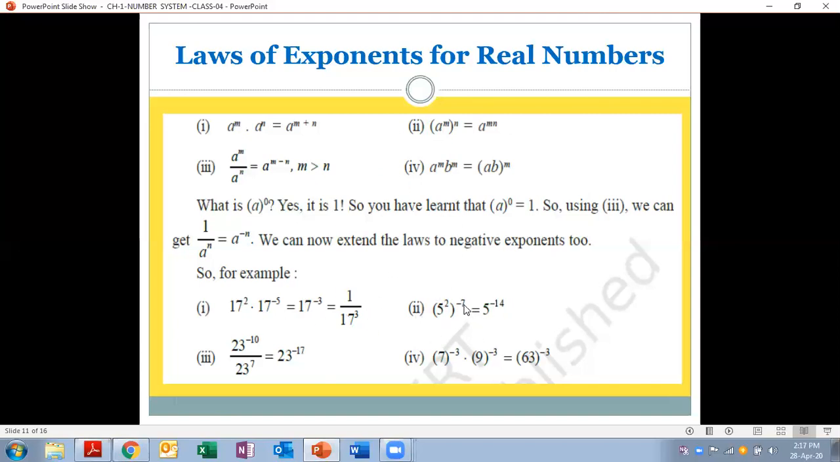Second, when we have the exponent of an exponent, we multiply both the exponents. So 2 minus 7 times becomes minus 14. Similarly, we have the use of the other identities in the third part and the fourth part.